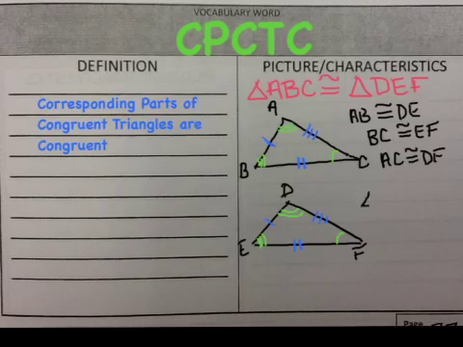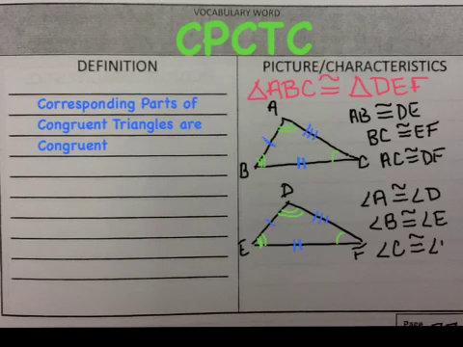So angle A is congruent to angle D. And angle B is congruent to angle E. And I'm sure you know the last one. Angle C is congruent to angle F. Okay, so the parts that correspond on congruent triangles are congruent. So these are corresponding parts, and they are congruent.